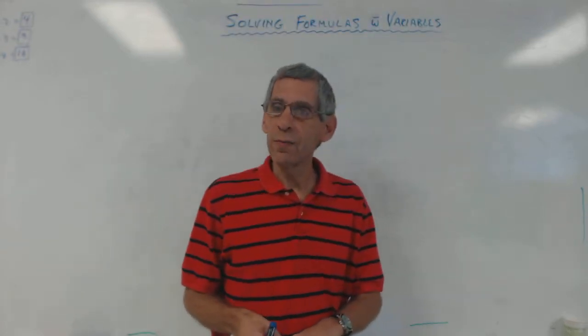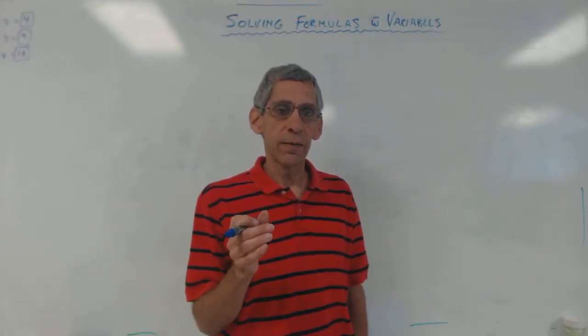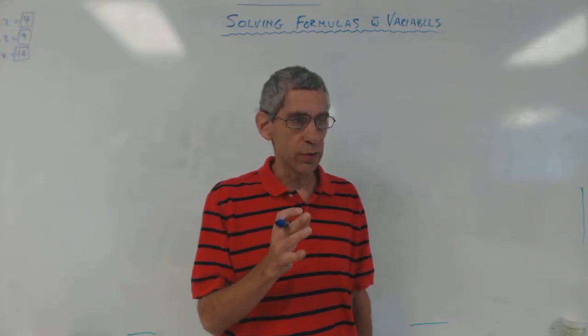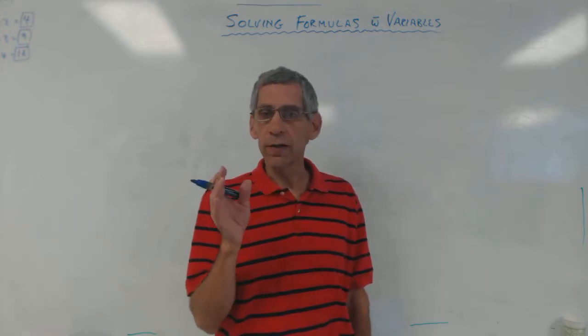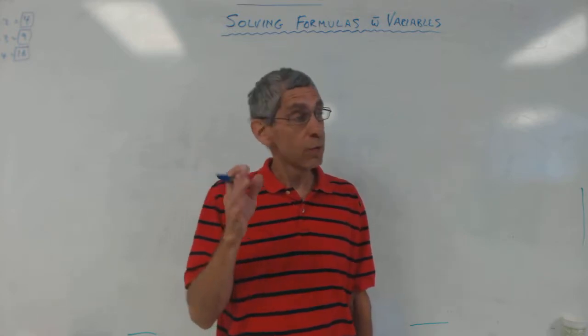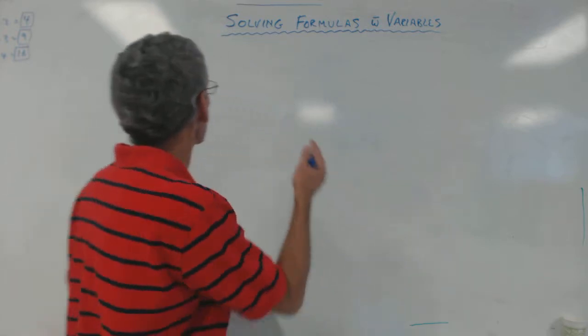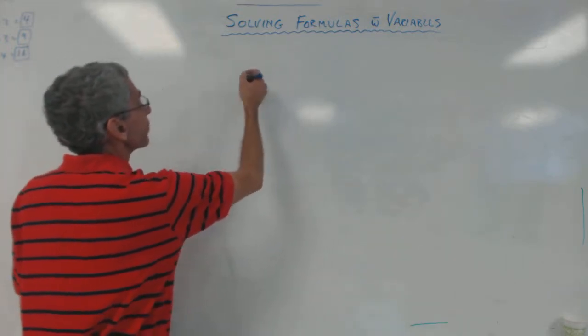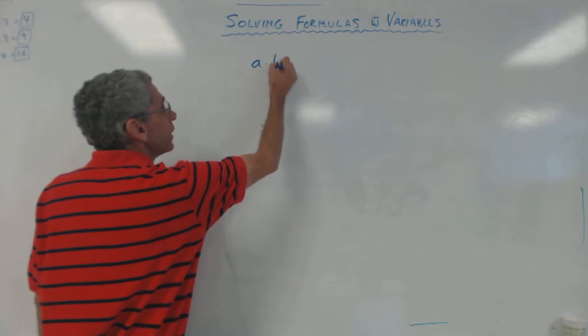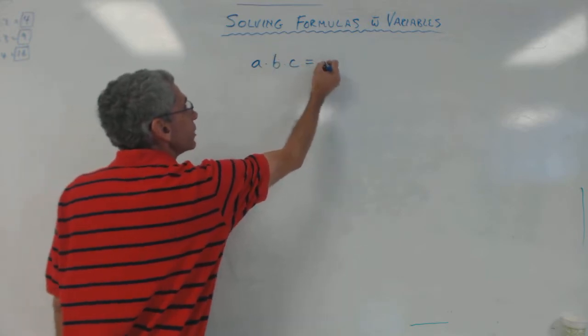Okay. So we're going to talk about solving formulas, right? And what I mean by that is everything is going to be a formula. There's almost no numbers, right? Everything's going to be a variable, that's what I meant. So for example, I'll just do something simple. What if I said A times B times C is equal to D?